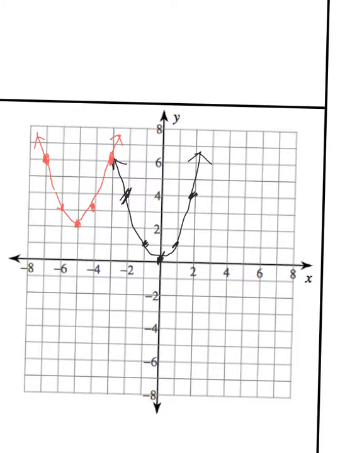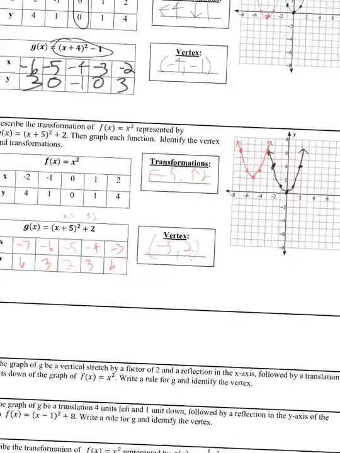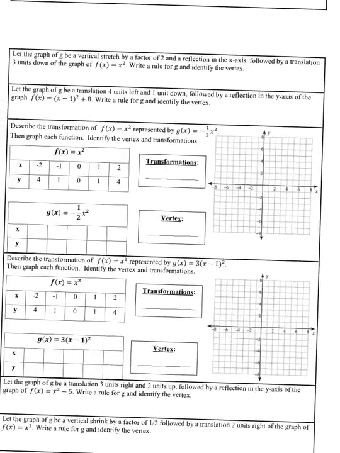Okay, so here is my graph, and if you look at it, all the points moved left 5, up 2. Let's take this point right here: 1, 2, 3, 4, 5, up 1, 2. And the same is true for all the other points. All right, let's move on to the next page.